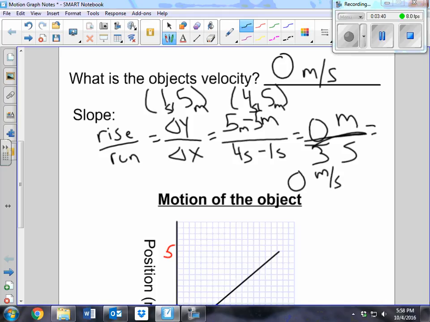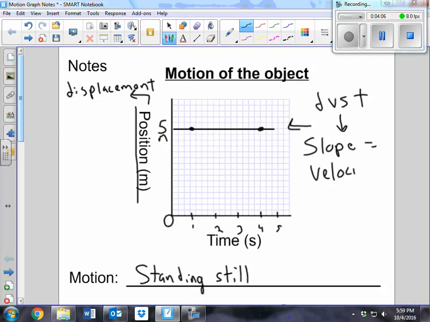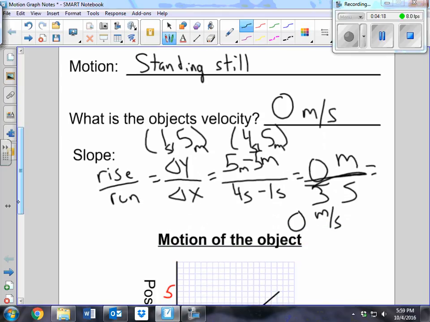I also want you to notice how I put the units in: meters is on the top because that's the rise, seconds is on the bottom, and the unit for that is meters per second, which we know is velocity. So we can tell that on a distance time graph, a d versus t graph, the slope equals the object's velocity. That's something you need to know. You need to know that if you're looking at a position time graph, the slope of that graph is velocity. It also can be confirmed, as we stated, by doing the rise over run of the actual graph.